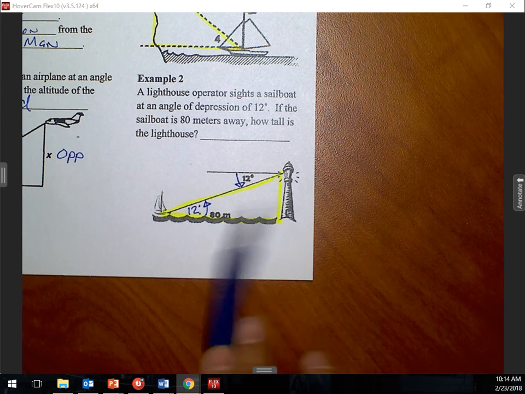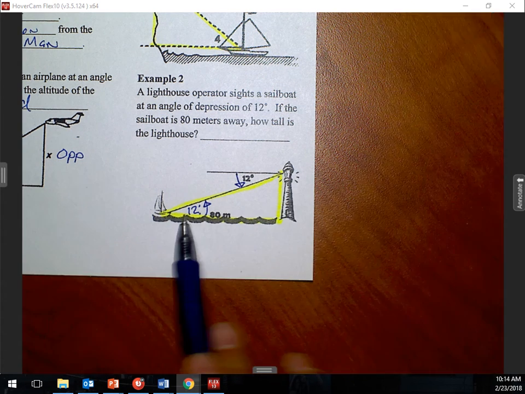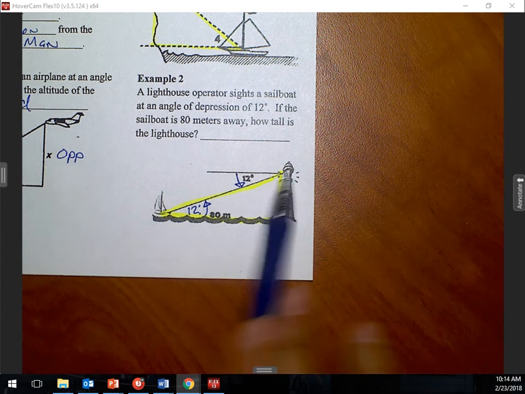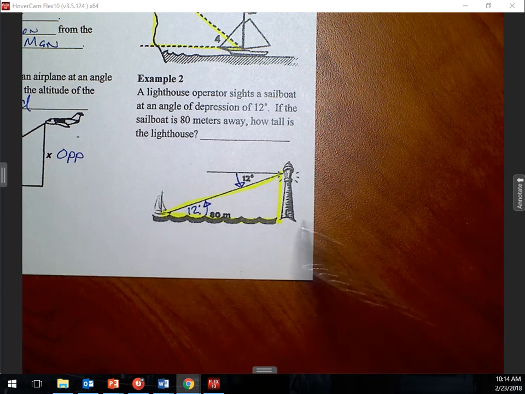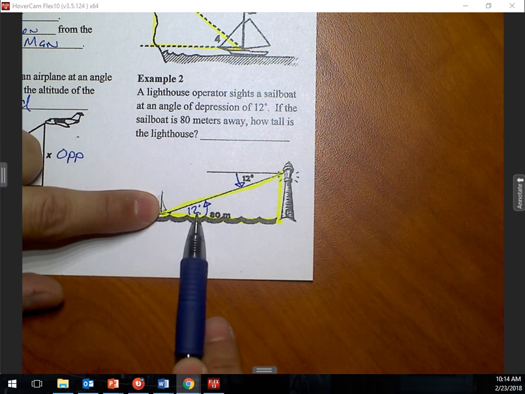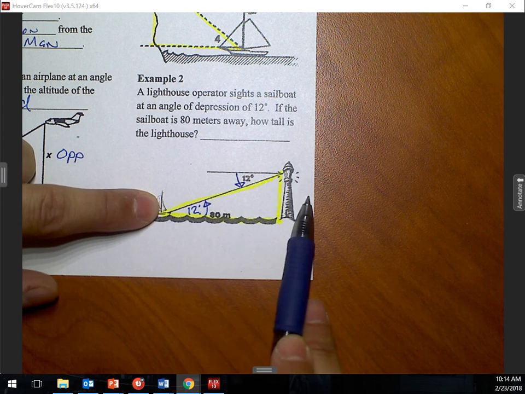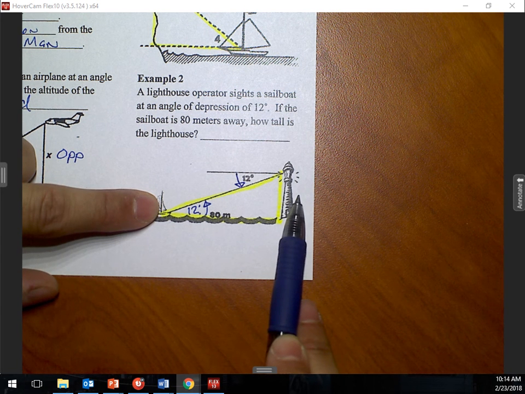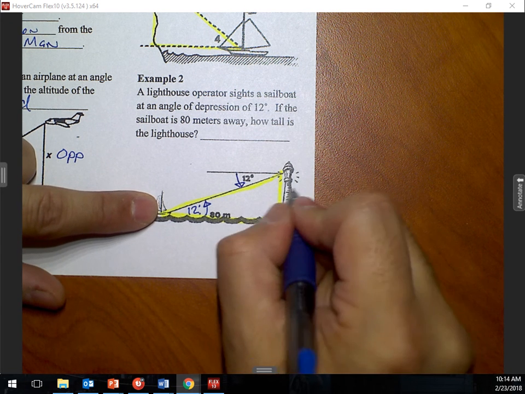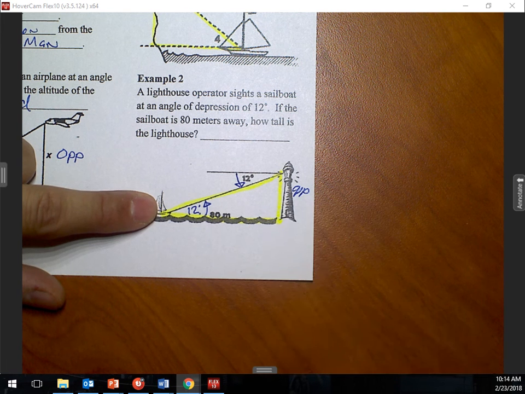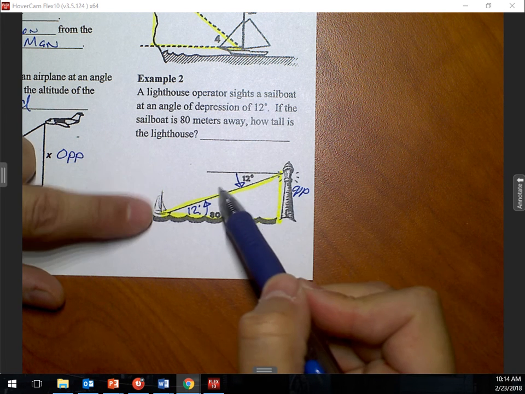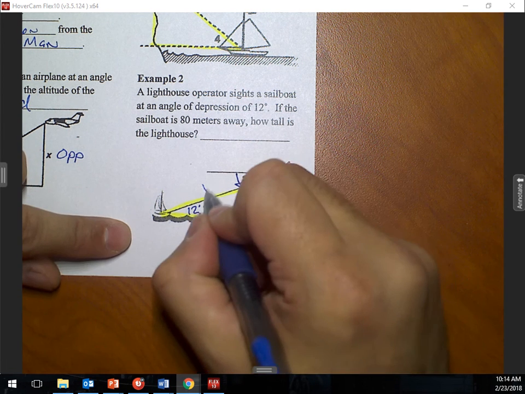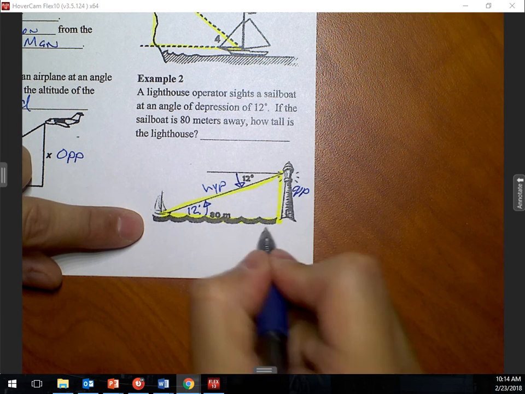Now I have my right triangle, don't I? That's the whole thing I'm trying to do. I'm trying to make a right triangle so I could actually do my math. So if 12 is my reference angle, this side over here is the opposite, right? Class? Yes. Okay. There's the opposite. This side over here is hypotenuse. And down here is?